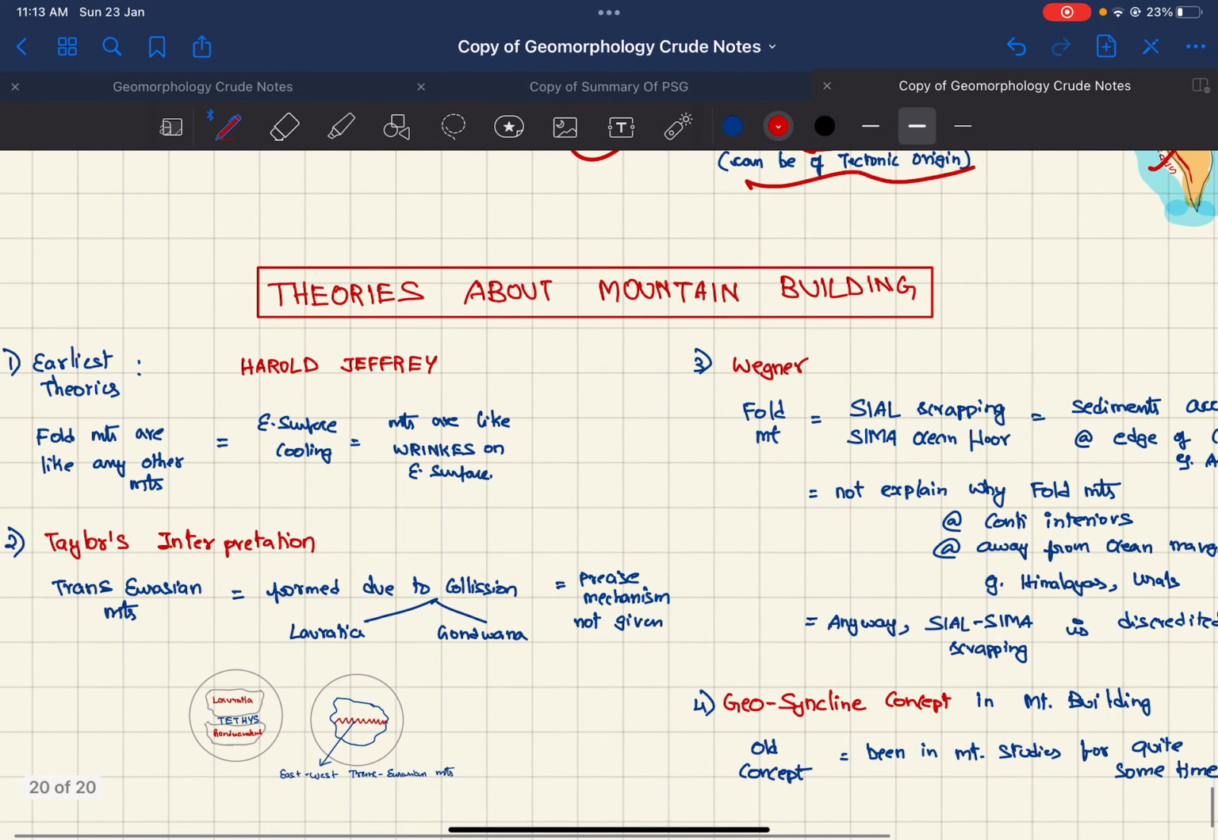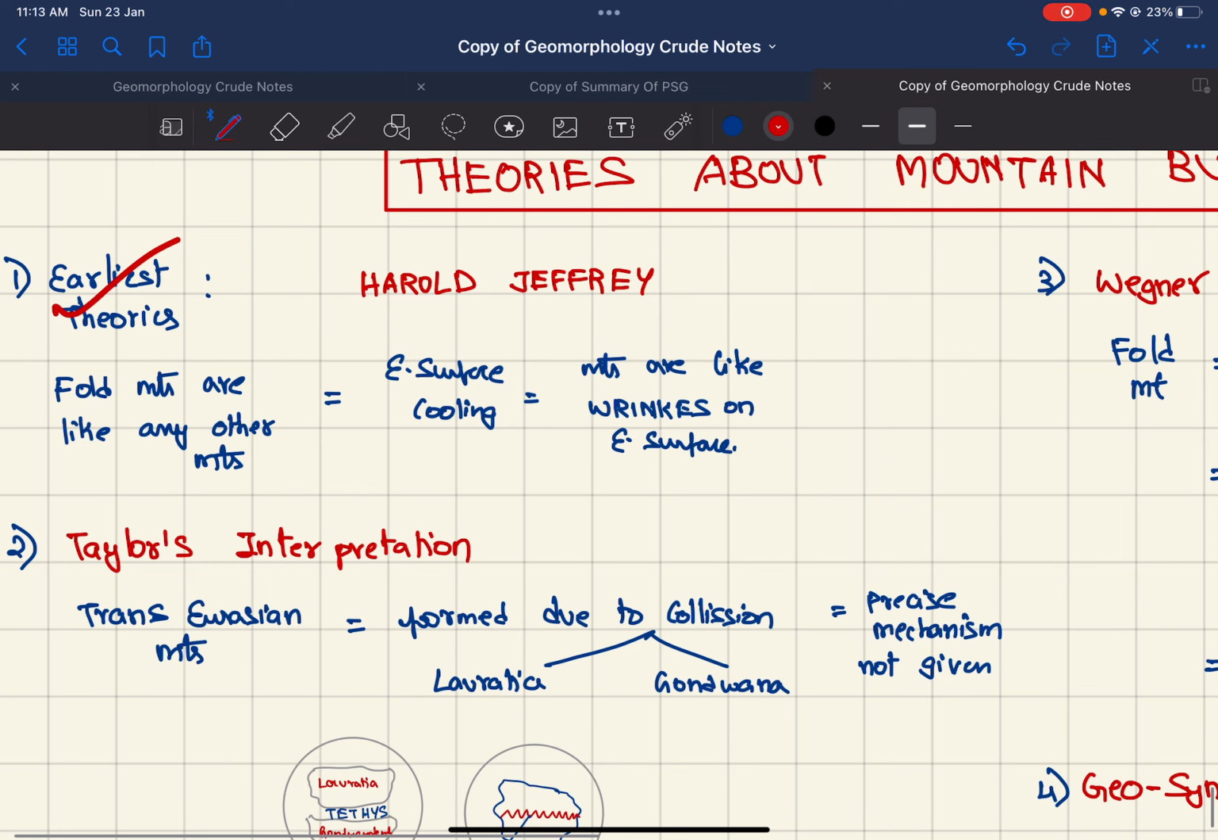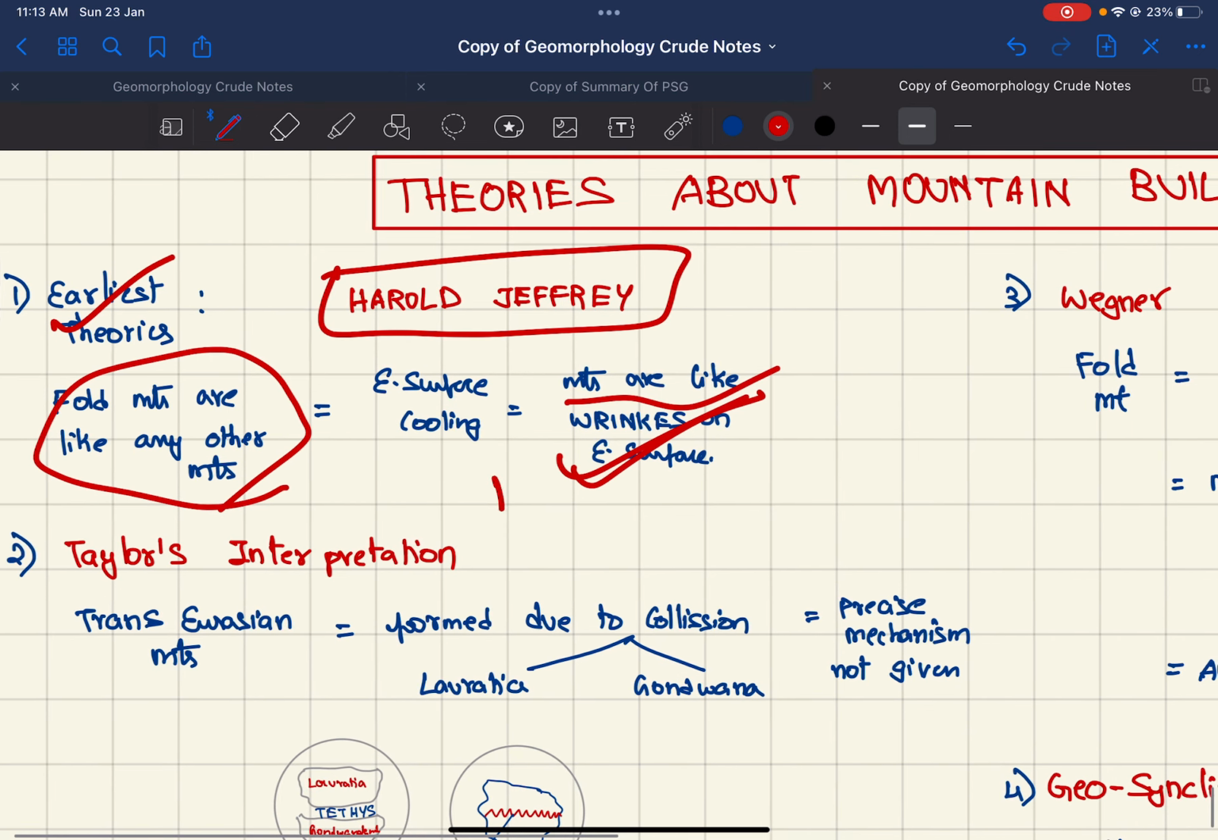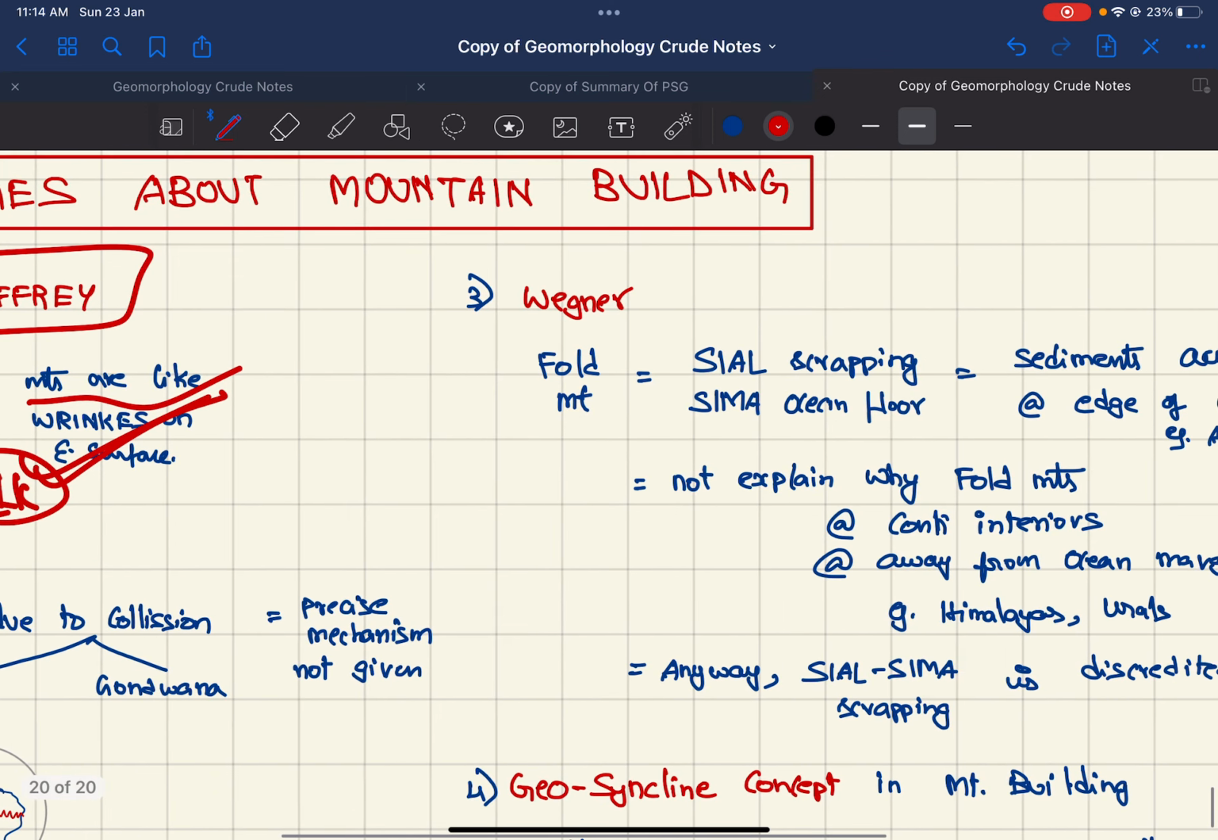Now coming to theories about mountain building. One of the earliest theories was given by Harold Jeffreys, who said that mountains are like wrinkles on the earth's surface. Fold mountains are like any other mountains. So all the mountains are like wrinkles on the earth's surface. We can draw a corollary with the milk cream here.